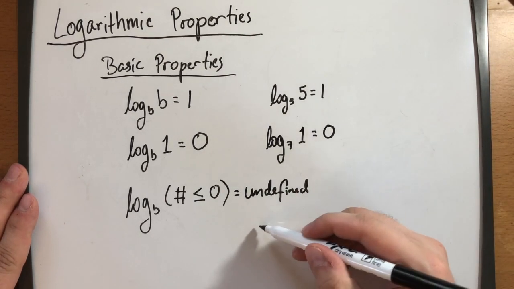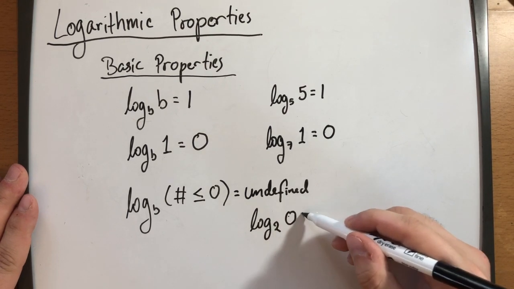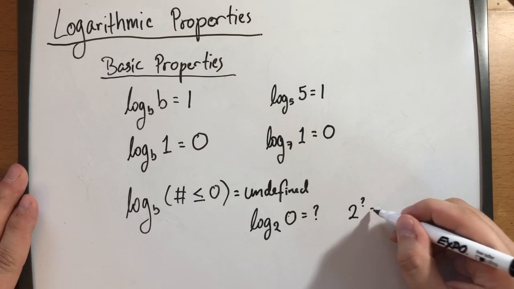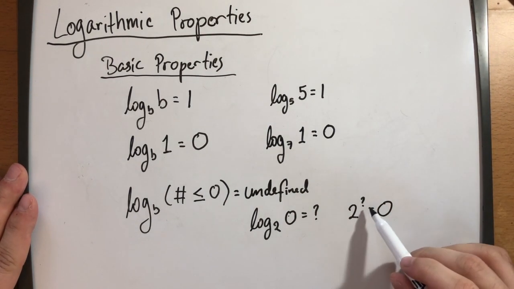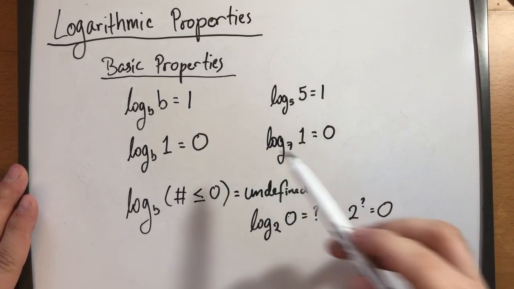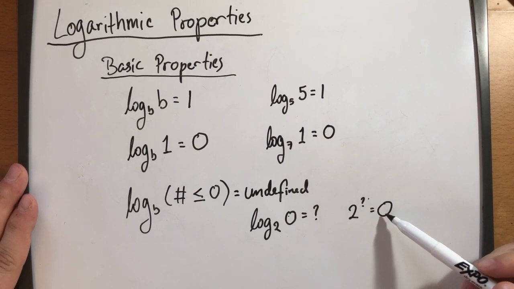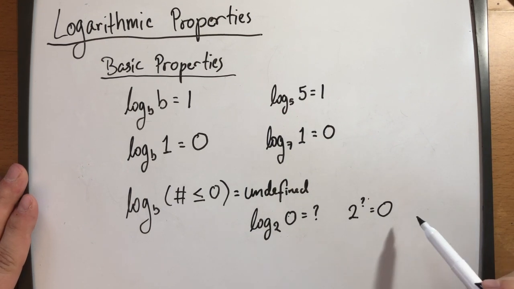For example, for proof, log base 2 of 0, what in the world would this be equal to? Well, 2 raised to what is equal to 0? This is an impossible statement. There is no such exponent that will ever make this equal to 0. Once again, like we said up here, if the exponent was 0, this would be equal to 1, not equal to 0. So this is impossible to happen.